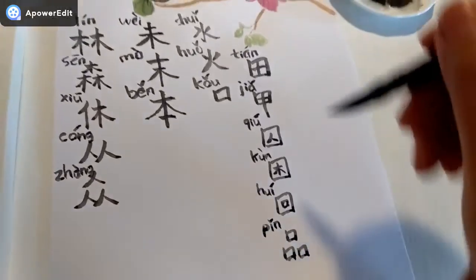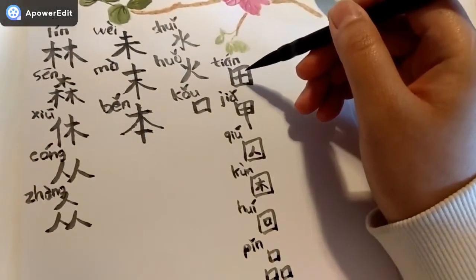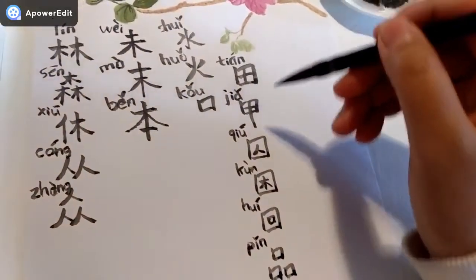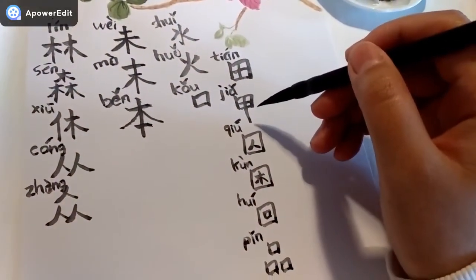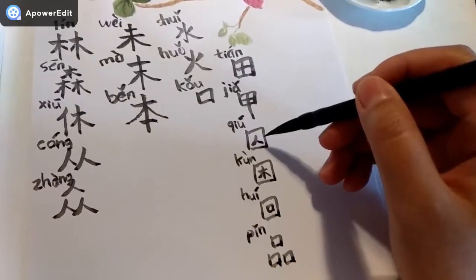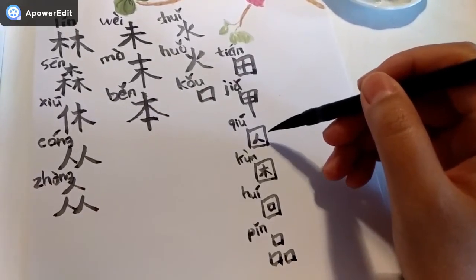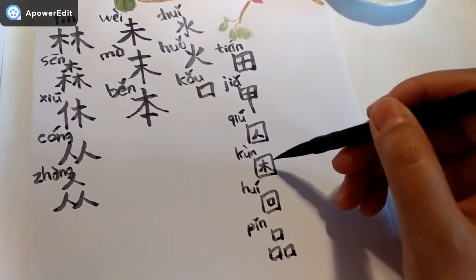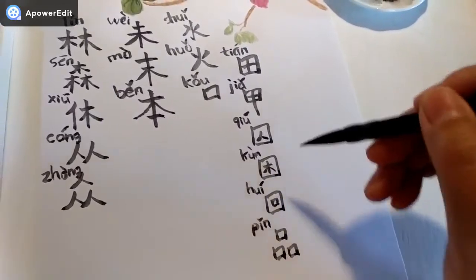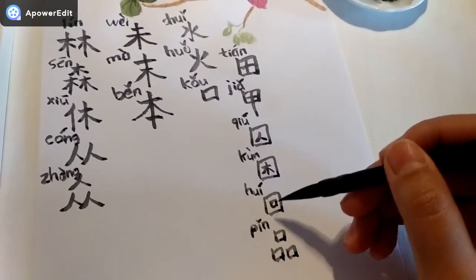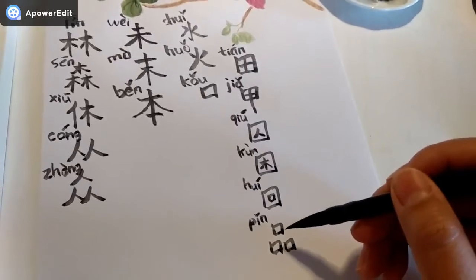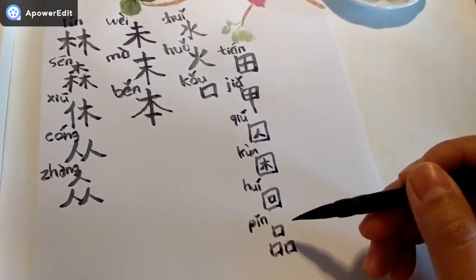品. Okay, so first one, 田, 甲, 穷, 困, 回, 品.